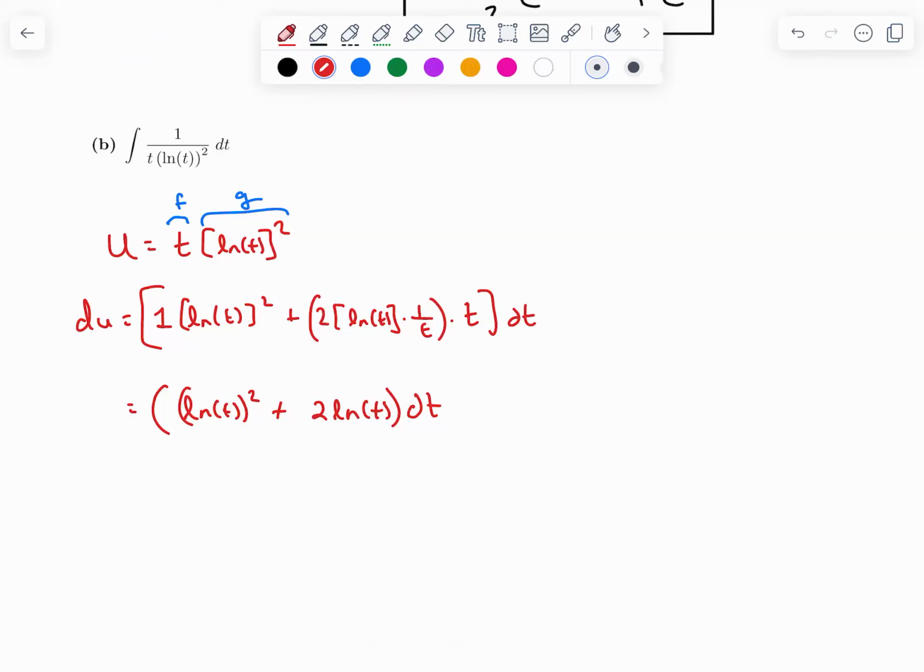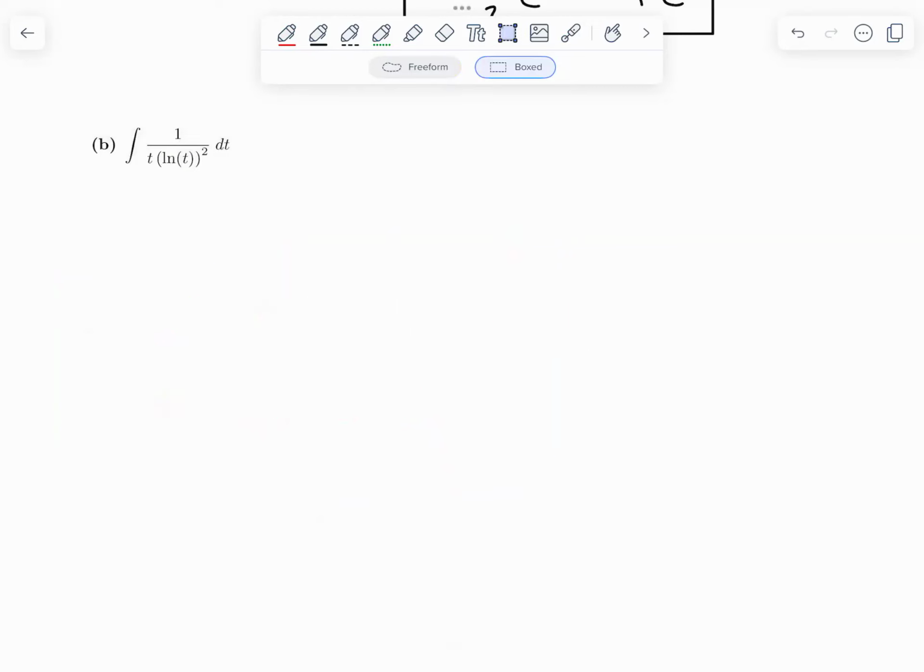There's no pluses in the original integrand. On the inside of the integral, there's no pluses. So there's probably not going to be any way for us to cancel here. That means that this isn't the right choice. So we've got to go back to the drawing board, erase this, and try something new.